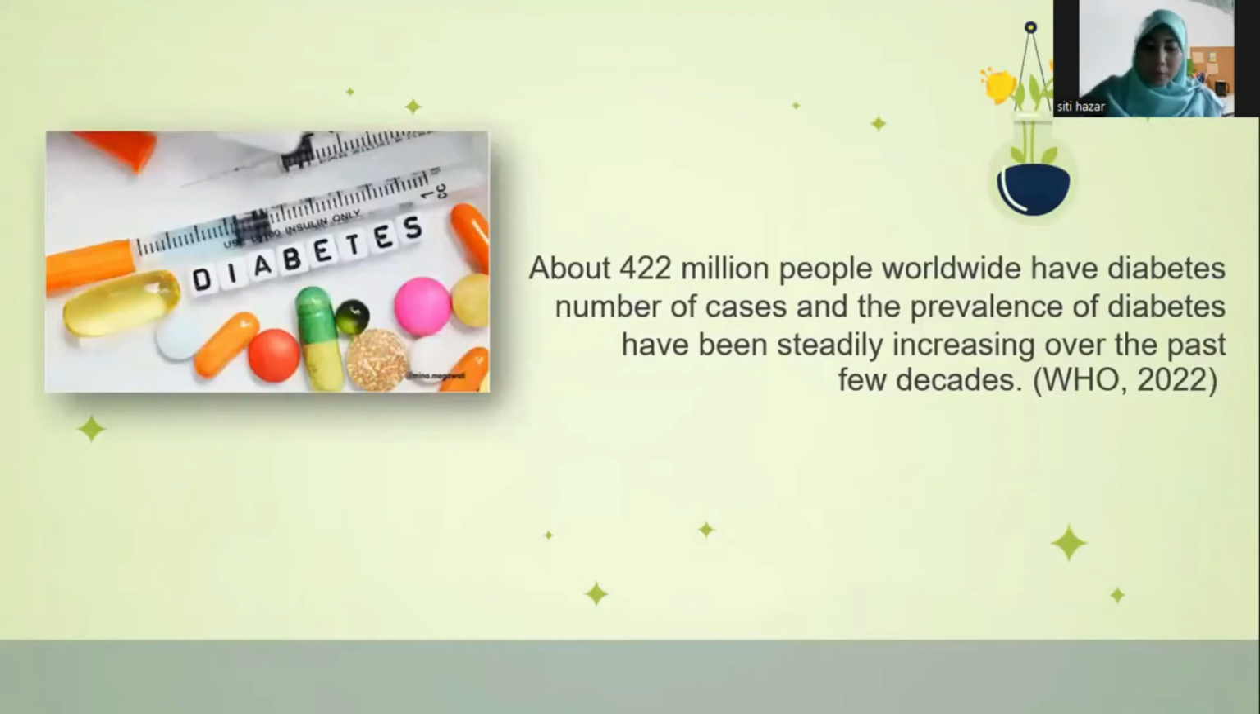Diabetes mellitus. Diabetes is a chronic metabolic disease characterized by elevated levels of blood glucose or blood sugar, which leads over time to serious damage to the heart, blood vessels, eye, kidney, and nerves. About 422 million people worldwide have diabetes. The number of cases and the prevalence of diabetes have been steadily increasing over the past few decades. World Health Organization 2022.